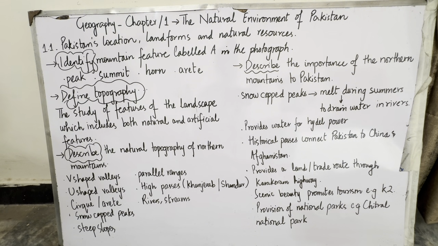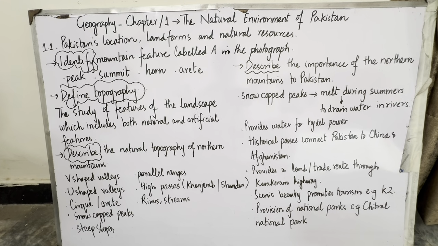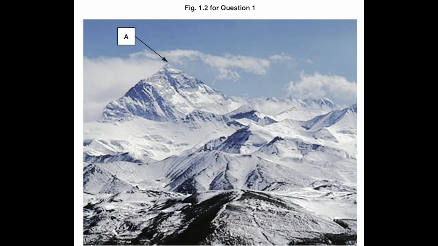It includes the location of the Arabian Sea, the location of the neighboring countries of Pakistan, and also how Pakistan's location is important to its economic, political and social development. So in today's lesson we are going to be observing different approaches, different themes that are related to the northern mountains of Pakistan. So this is the picture in which you will identify the mountain feature labeled as A.